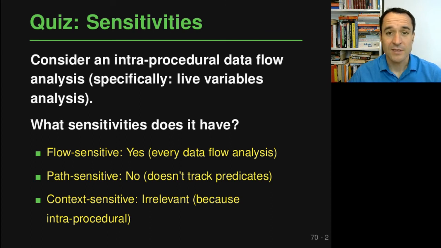In contrast, the live variables analysis is not path sensitive because it does not track the predicates that evaluate to either true or false at a conditional. So it doesn't really know whether you are going to take this branch or that branch. And if you have the same conditional in multiple ifs, then it doesn't really know which of the branches can be combined with each other. And then the question whether the analysis is context sensitive isn't really relevant for an intra-procedural data flow analysis, simply because it reasons only about one function at a time. So we cannot really answer that question because it isn't relevant.